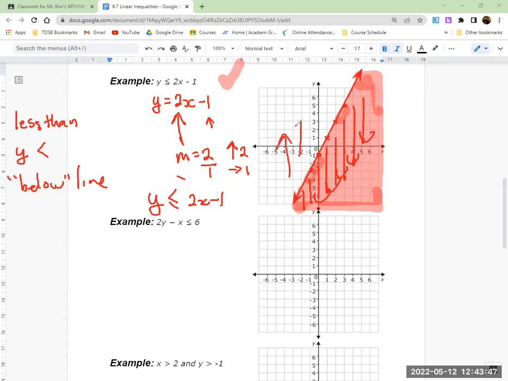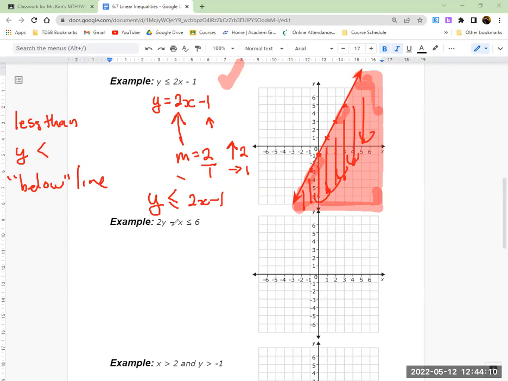Then I would do above if it's greater than. Okay, here's my second example. All right, everyone, let's do this fast. Taking a look at 2y minus x is less than or equal to 6.